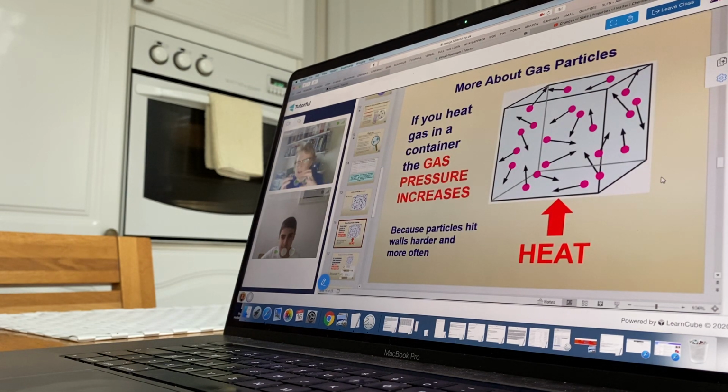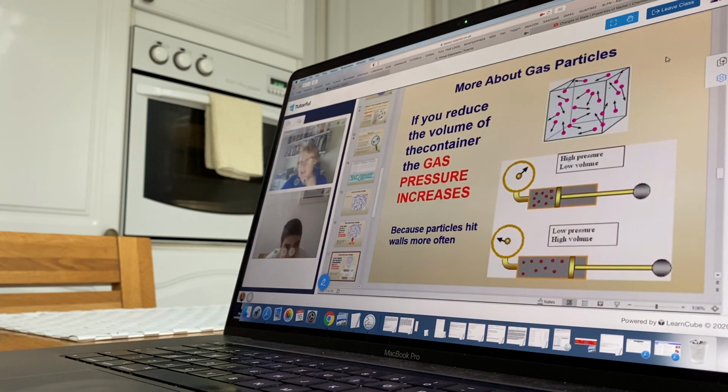If we have this container with our gas in it and then we heat it up, the gas pressure actually increases, and that's because we give more energy to the particles, so they're whizzing around more and hitting the wall more often. That's more pressure. And also, because they're moving faster, they hit the wall of the container harder as well. So those two things mean that the pressure the gas is putting on the container has gone up, because we've given them more energy through the heat. Okay? That makes sense now? Yes.